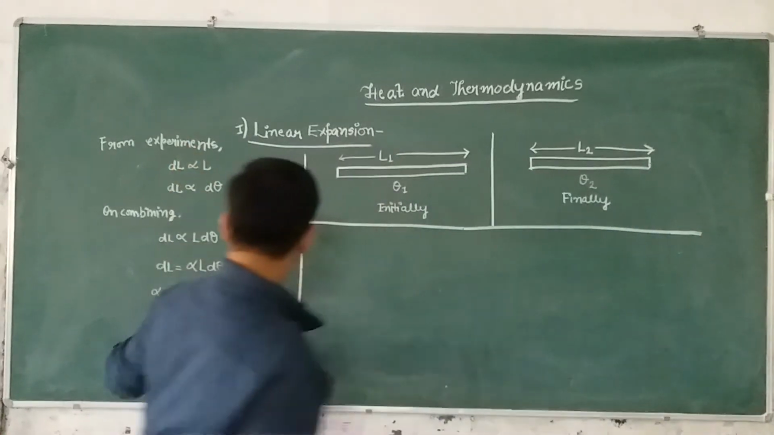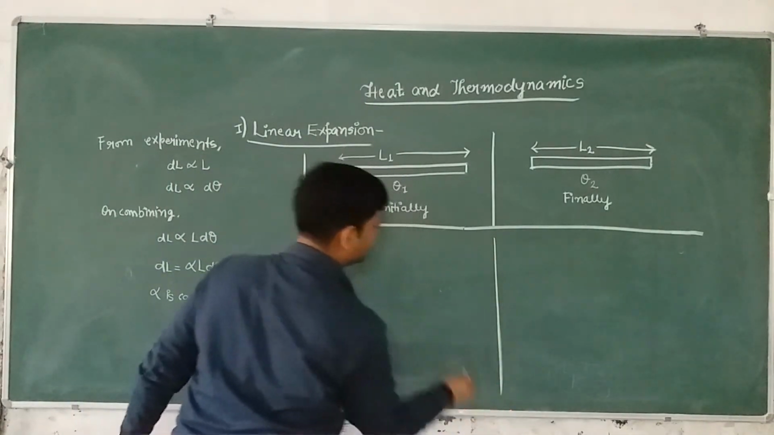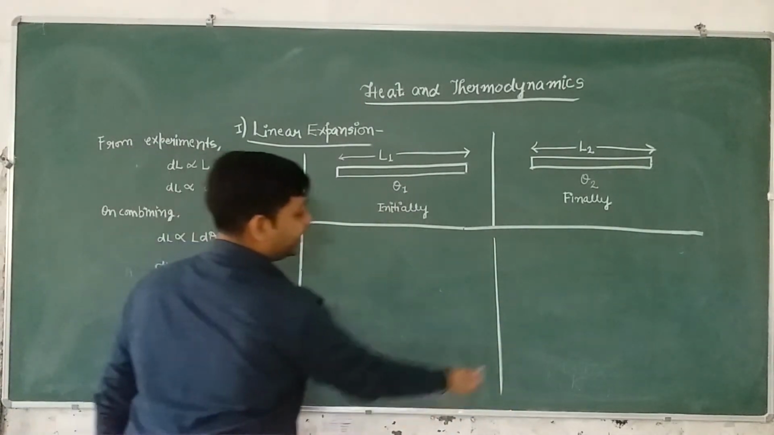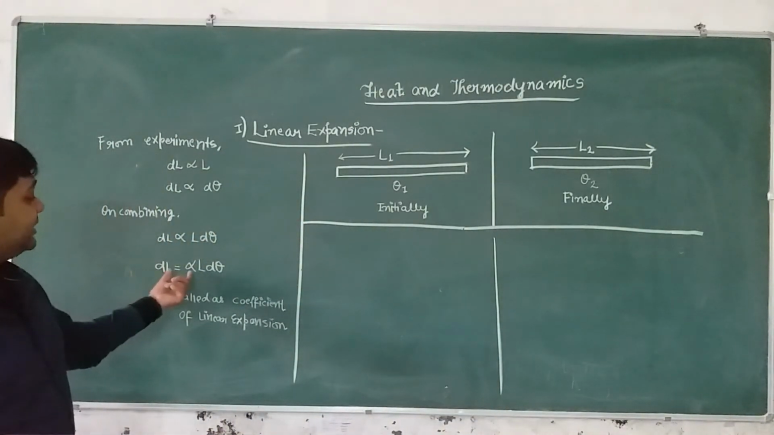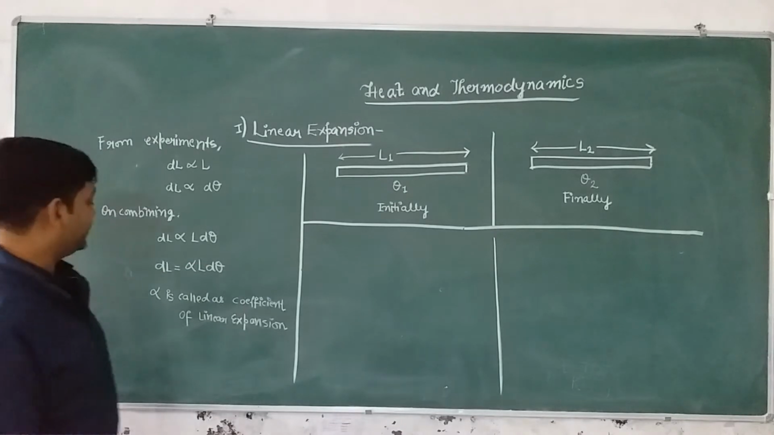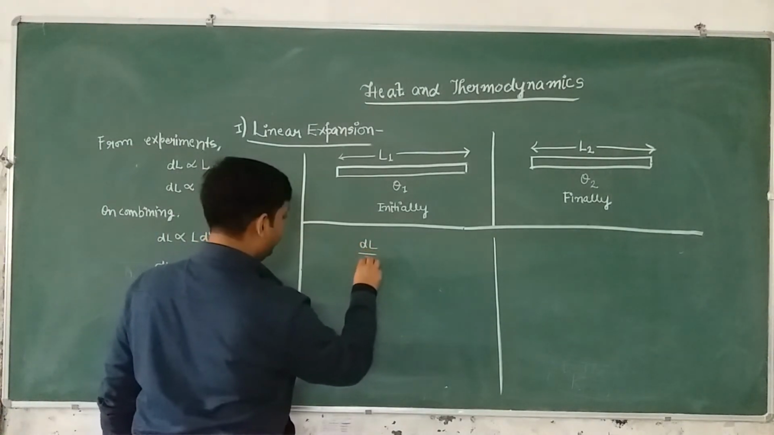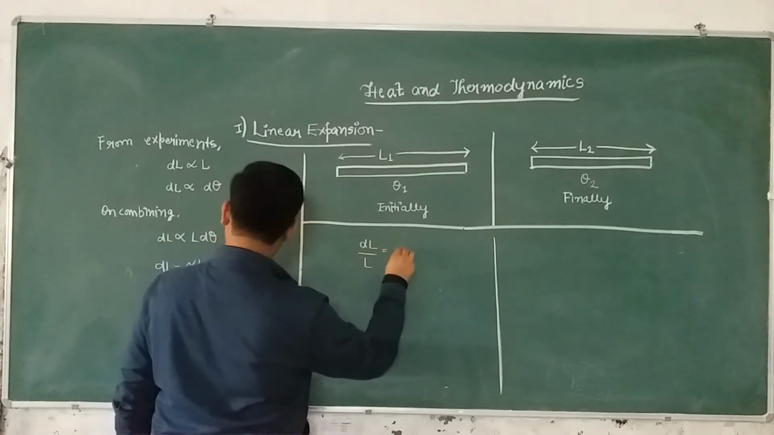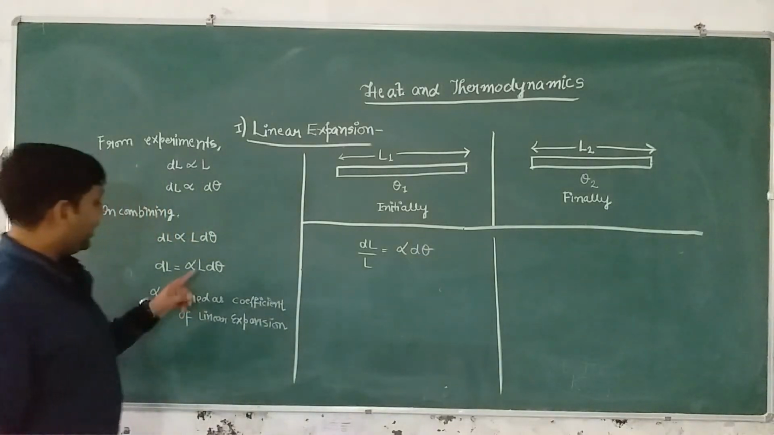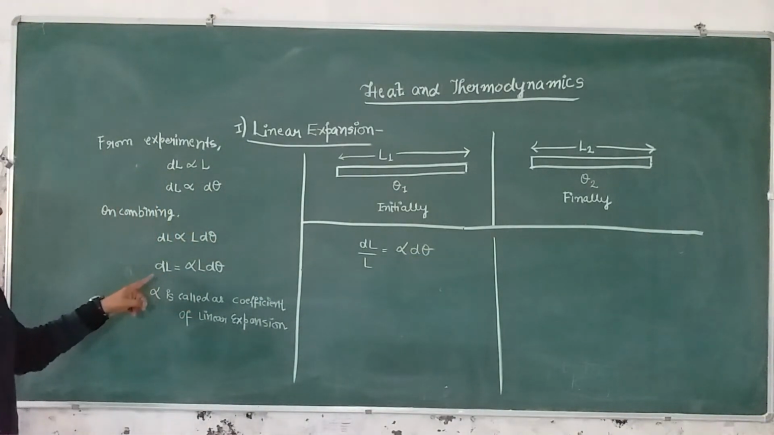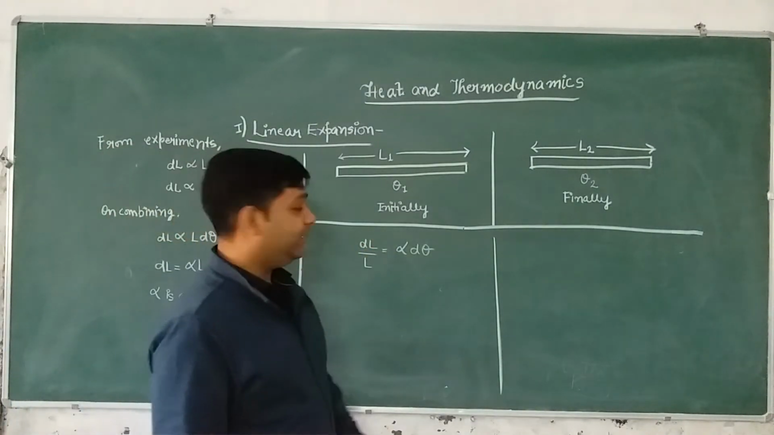Now after this I am proceeding from here, right? Let me draw one line so that there are two partitions. First I will write here and then I will write here. So from here we have dL is equal to alpha L d theta. So can we write it as dL upon L is equal to alpha d theta, right? I have taken this L in the denominator of LHS and then we have dL upon L is equal to alpha d theta.